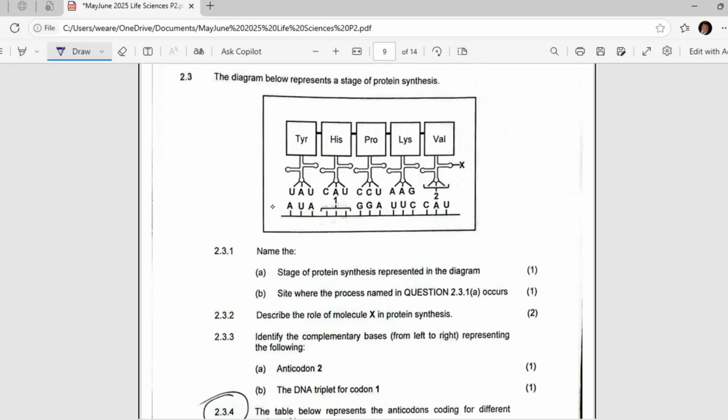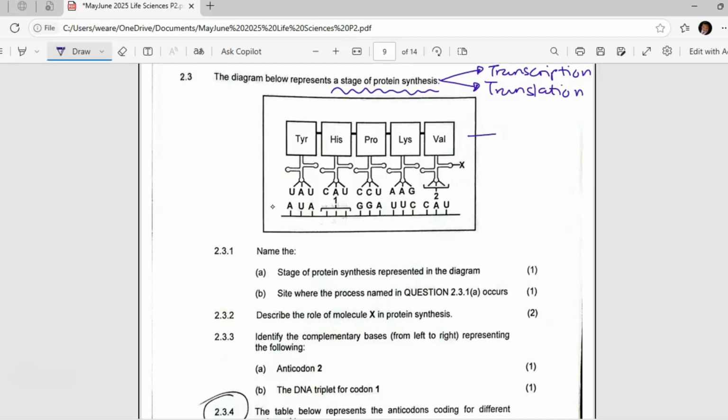Let's just look. They say the diagram below represents a stage of protein synthesis. So a stage of protein synthesis, we know that there are 2 stages of protein synthesis. You have your transcription and you have your translation, right? 2 processes. They say name the stage of protein synthesis represented in the diagram.